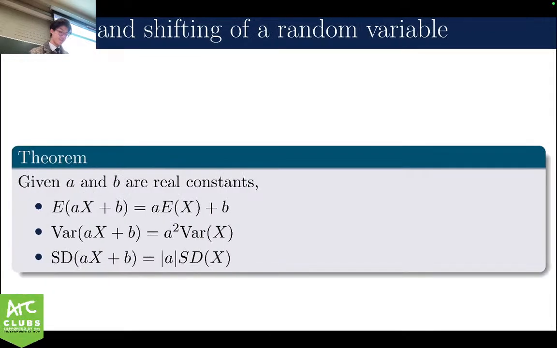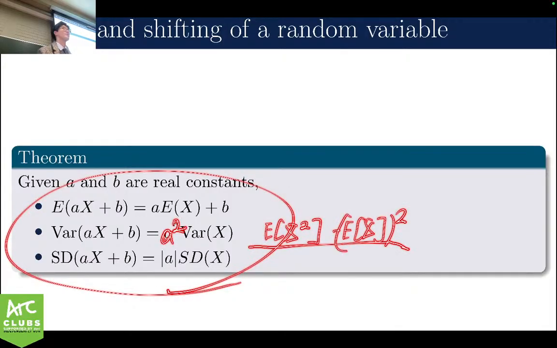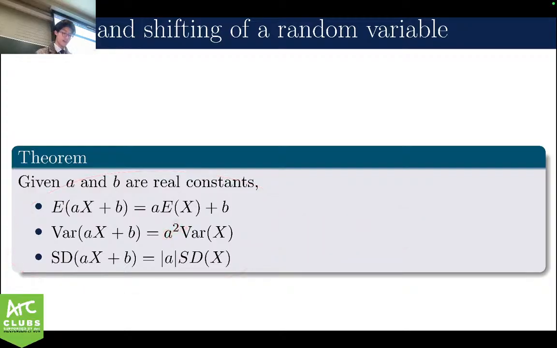We can shift and scale a random variable within the expected value and variance functions as such. This manifests because you see E[X²] minus (E[X])². That's the formula for variance, which is why you get a squared constant on the outside. You can compute that yourself though.